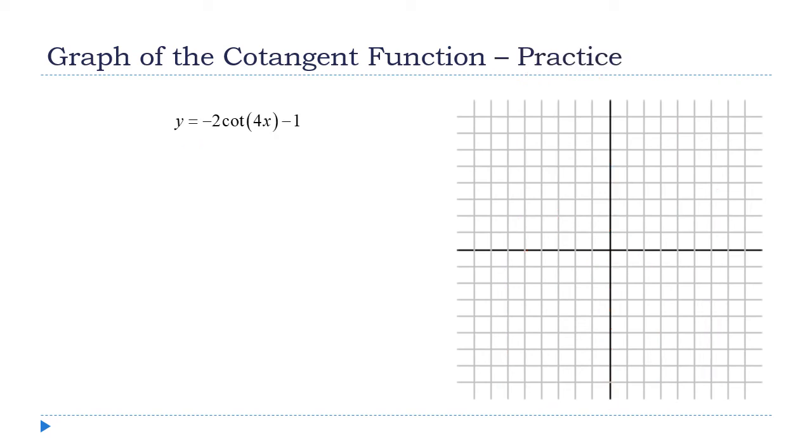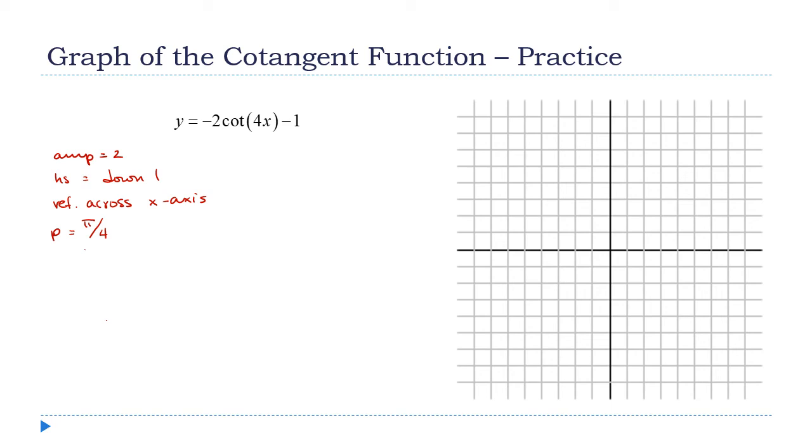All right, so let's try one more. You can pause and practice this one if you like. Then we'll do it together. Okay, so let's see. My amplitude is 2. My horizontal shift is down 1. That's the negative 1 at the end. I have a reflection across the x-axis. That's the minus part. And the period is very tight. Pi divided by 4.